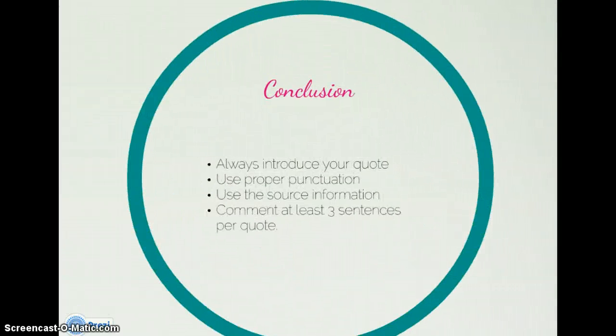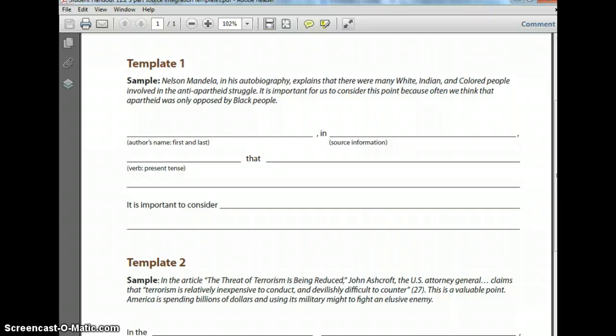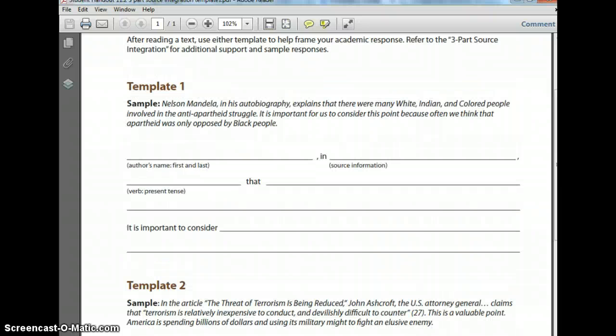Then finally, the conclusion. Always introduce your quote. Use proper punctuation, use the source information, and comment at least 3 sentences per quote. Here's a few templates that might help you when you are trying to write about your quotes.